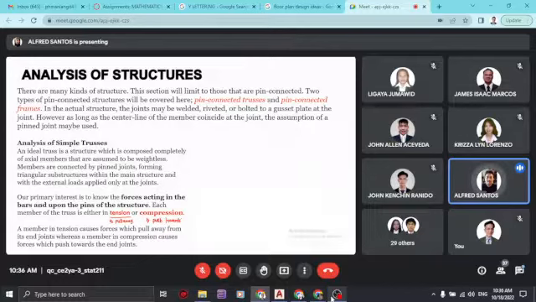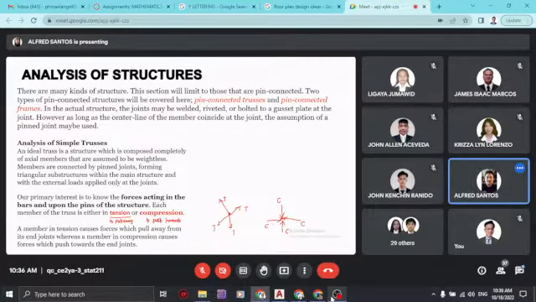If you have a joint here, and you have forces going away from the joint, these are tension members. And when it is compression, the forces go toward the joint, or push toward the joint. So this is a compressive force, or that member is in compression.